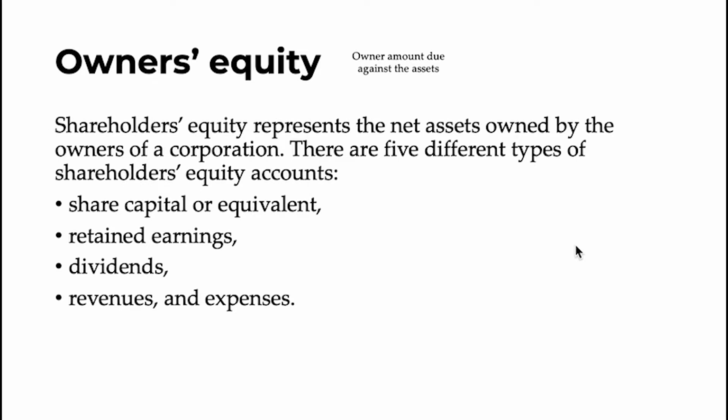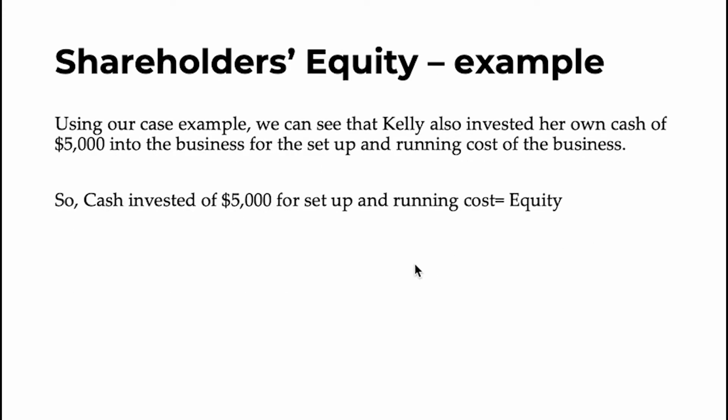The next element is the revenue and expenses. These are the day-to-day running of the business, the revenue generated by the business, and the relevant expenses made by the business. So here's an example.